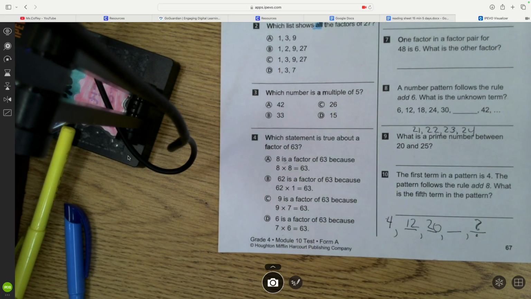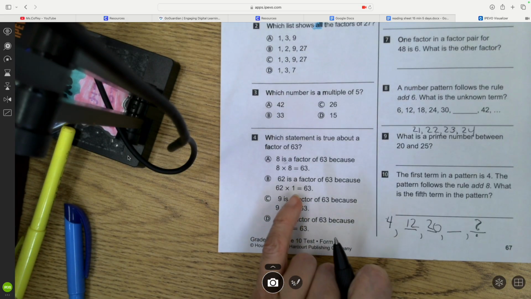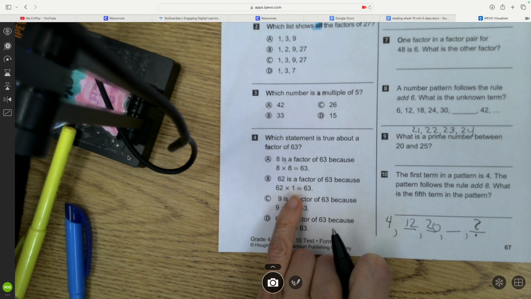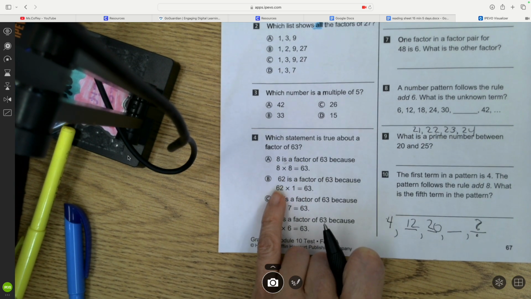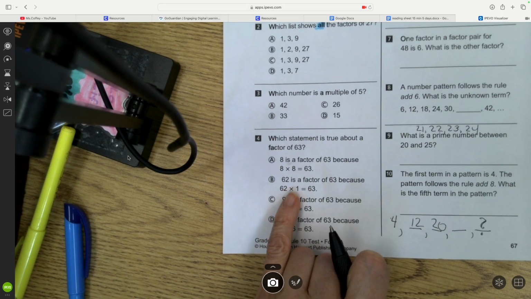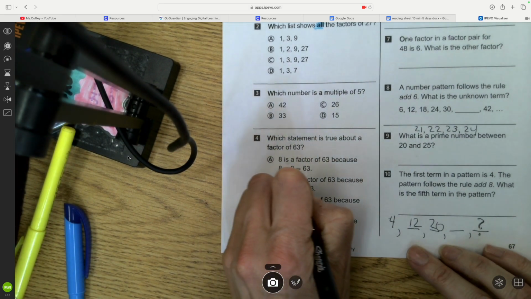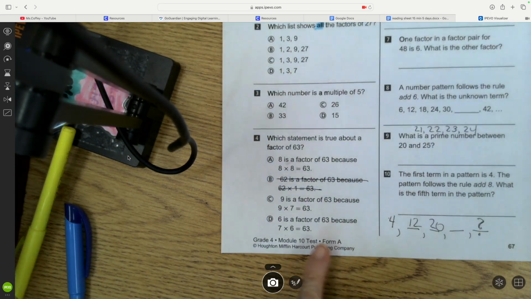This is also a very good opportunity to use the process of elimination that we've practiced for ELA. Because, oh my goodness, I'm looking at this one, and I know anything multiplied by 1 is itself. So 62 times 1 is 62. 62 plus 1 is 63, but I'm just going to cross that out because I just know that's not true.